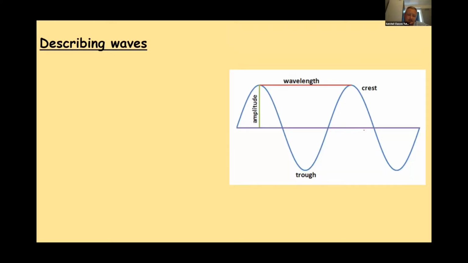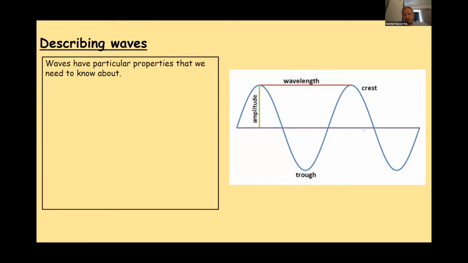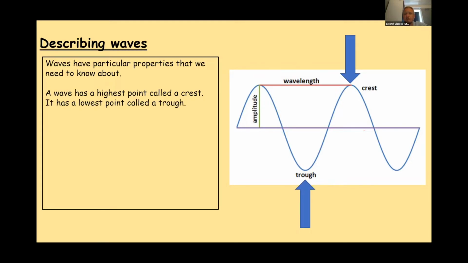So to understand sound, we have to understand what's carrying on the sound wave. And to do that, we need to understand a little bit about the terminology, or the words that we use to describe waves. Waves have particular properties that we do need to know about. A wave has the highest point, as labelled here with the arrow, called a crest. It also has a low point, and this lowest point is called a trough.